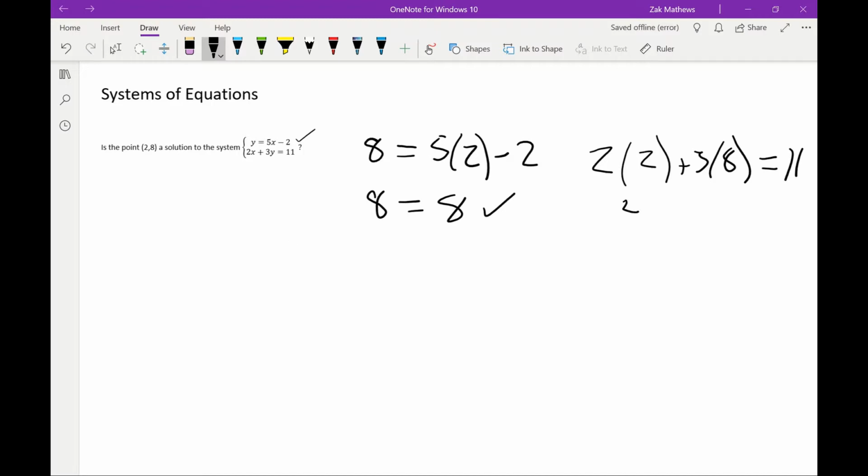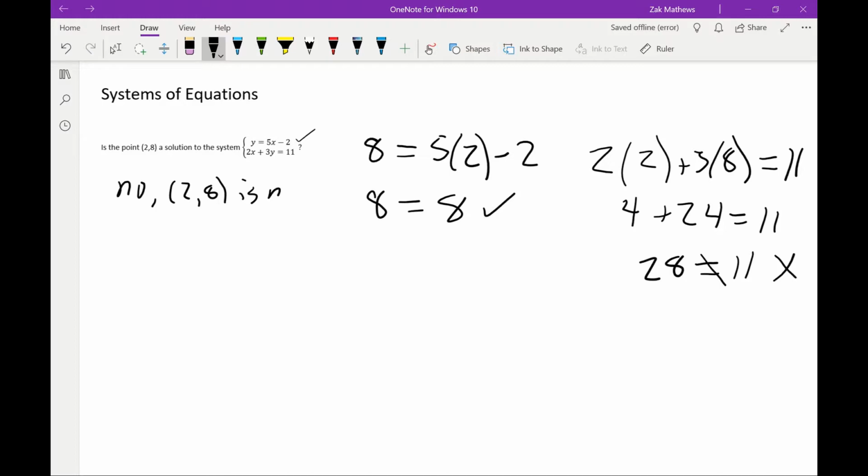2 times 2 is 4, 3 times 8 is 24, and is that equal to 11? No, that's 28, and that is most definitely not equal to 11. So this is a false statement. So to answer the question, is this point a solution? No, (2, 8) is not a solution to that system of equations.